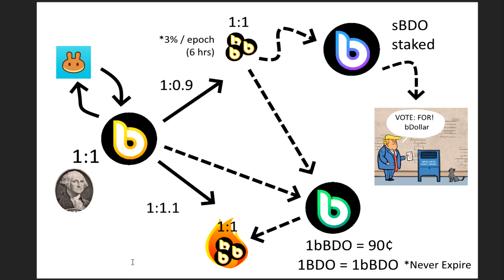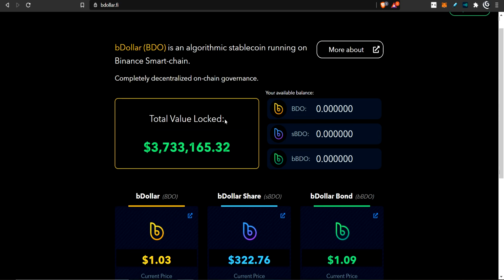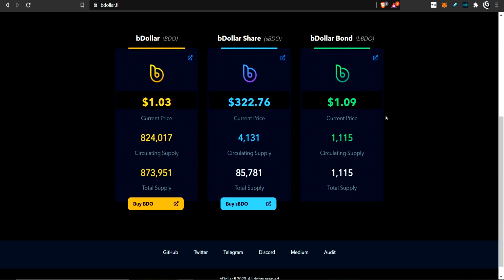Let's swing over to the UI and click around and look at some of the buttons and stuff, and I'll show you what Beefy is farming. Okay, so here we are on the bDollar.finance website, and you start at the homepage, right? And it gives you a little explanation, a little dashboard, and it gives you the 3 tokens here, and it gives you price feeds and circulating supply and total supply, everything right up here up front.